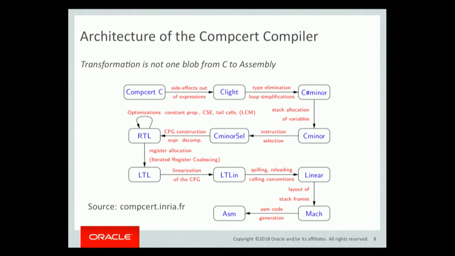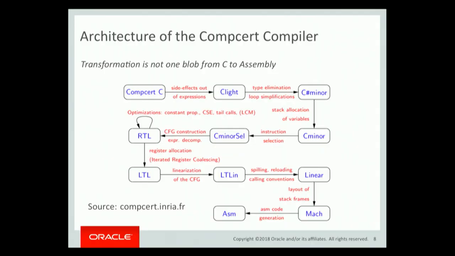So this is an example coming from CompCert that I took from the CompCert website, where you can see that really this is not just one blob. We have all of these well-defined transformations. If you look at just the first one, otherwise it's overwhelming, you start with something that's close to C, and the first transformation is very simple. All it does is take the side effects in the expressions and remove them. Any side effect actually becomes its own statement.